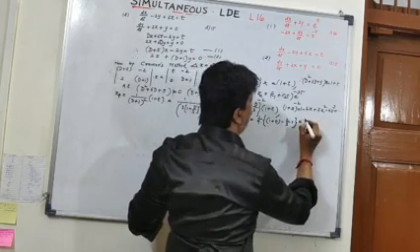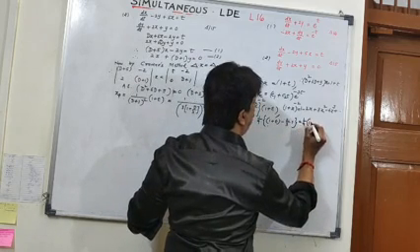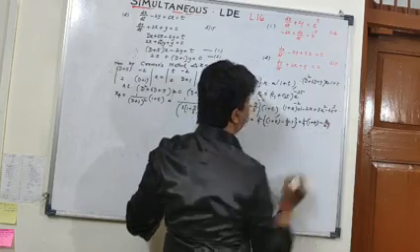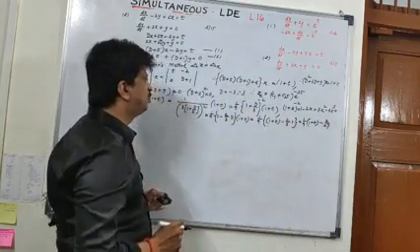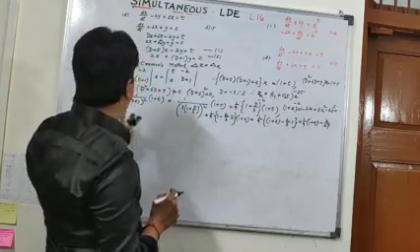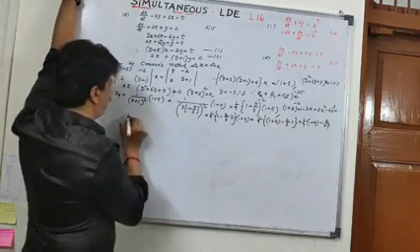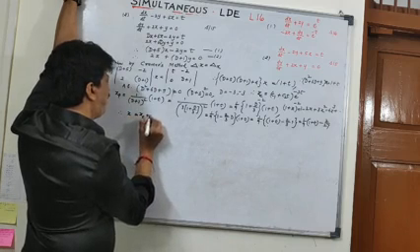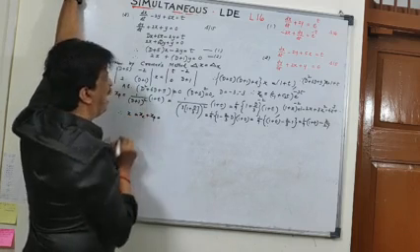So it is 1/9 into (1 + t) minus 2/27. So this is the value of xp. So x is equal to, therefore, the complementary part plus the particular integral part.